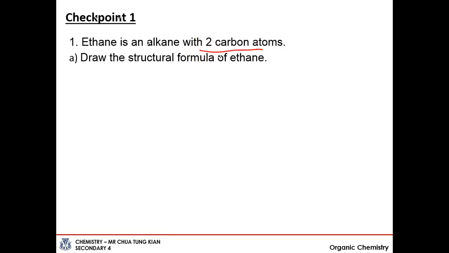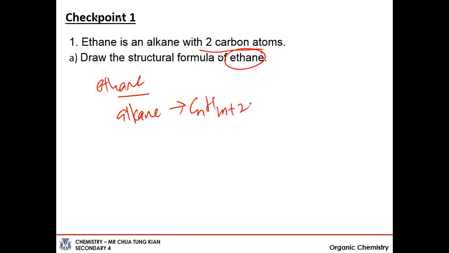So let's recall, what is the general formula for ethane? Ethane, by the name, implies that this is an alkane. Alkane's general formula would be CnH2n+2. So if there are 2 carbon atoms, the molecular formula of ethane would be C2H6. So to draw the structural formula of ethane, it is simply 2 carbons.